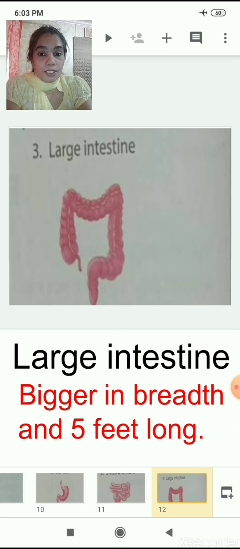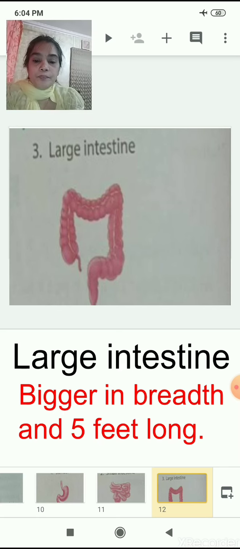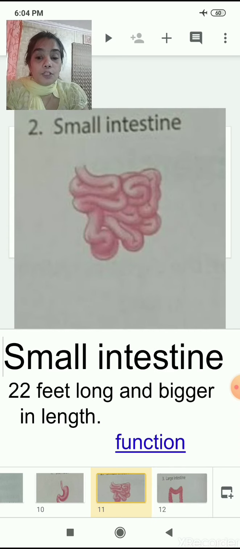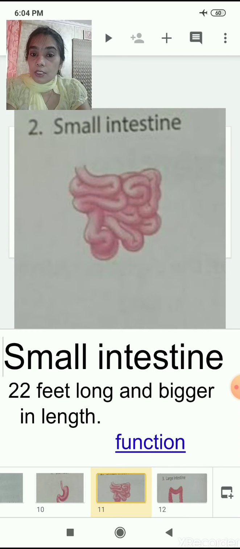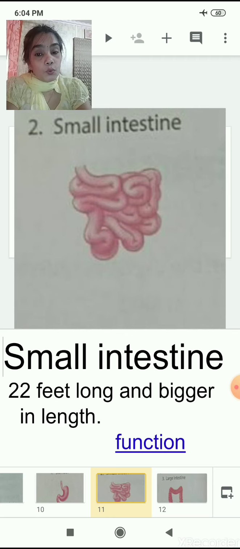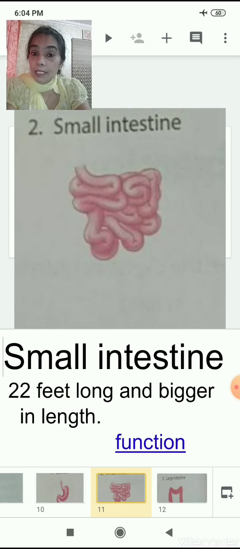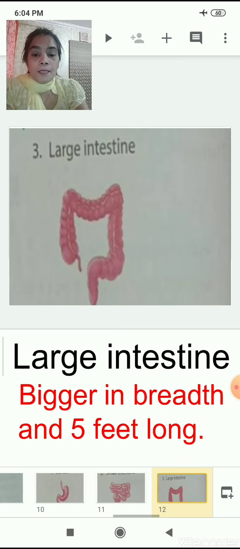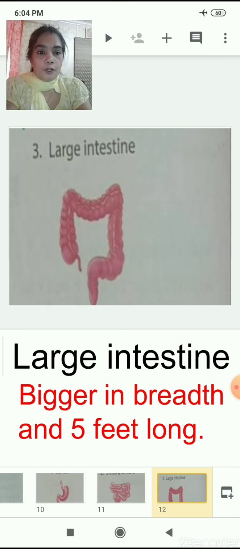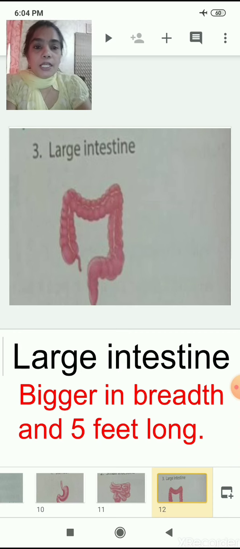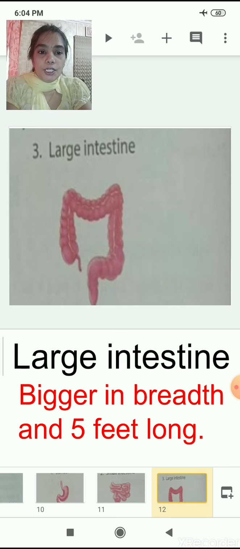The large intestine is bigger in breadth and it is 5 feet long. The small intestine, although the word is small, is very, very long. It is 22 feet long and bigger in length. And this large intestine is bigger in breadth and 5 feet long. So all the undigested food is passed into the large intestine.